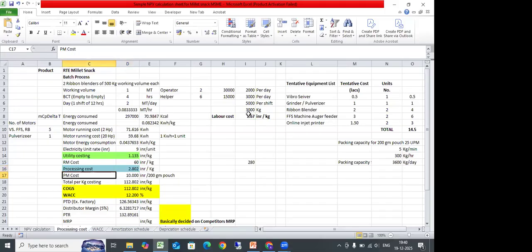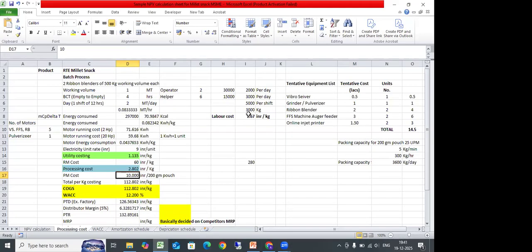Then PM cost. What is the PM cost? Packaging material, which is 10 rupees for a 200 gram pouch. I have taken a very high level 3 ply PET MetPET poly pouch for our 200 gram millet, a Ziploc pouch, and also there is an inner packing inside. A small poly pouch of 200 grams will go inside. That will help to increase the shelf life. So I've taken it as 10 rupees per 200 gram pouch.